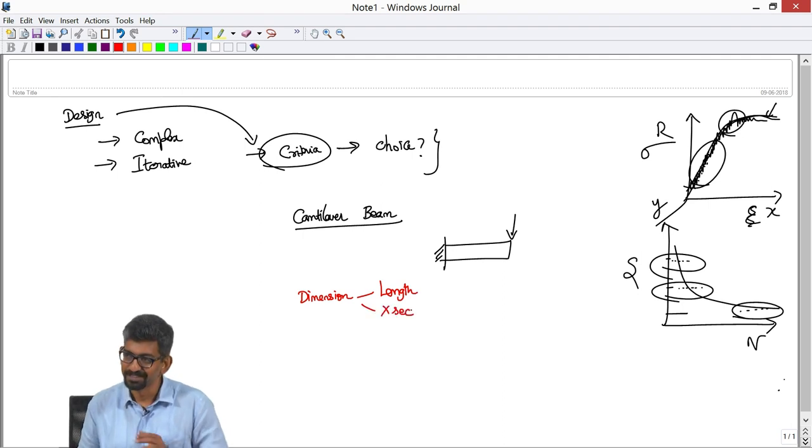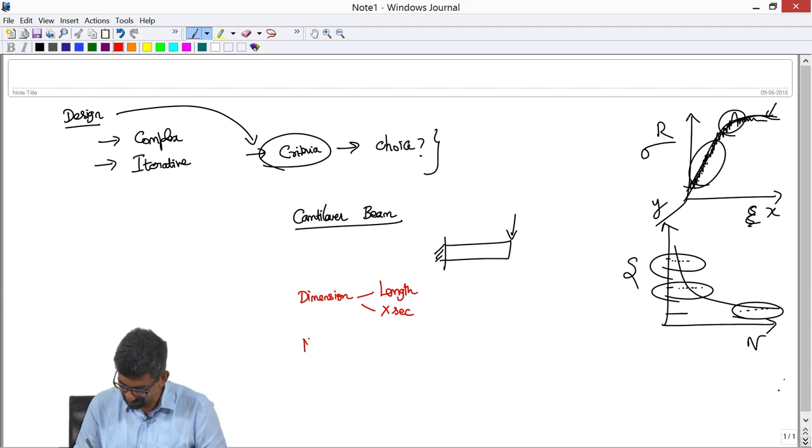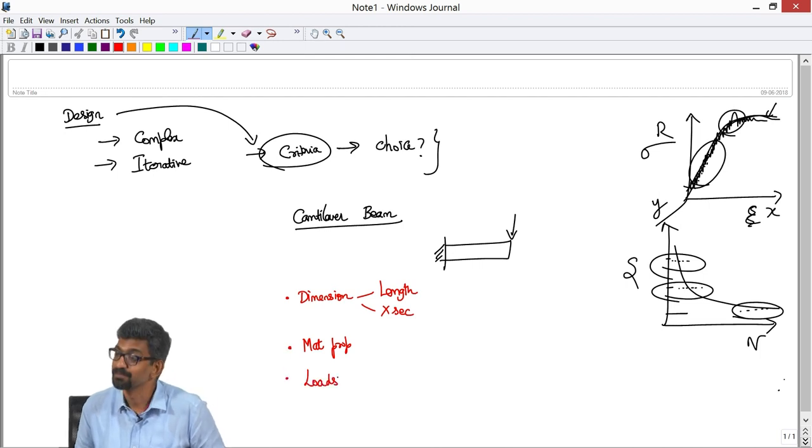Then material properties. Load. Yeah. Load. Good. Yes, it is dependent on load. Section, whether it is hollow or solid. But did you decide? Did I tell you that it is a square? It is hollow.